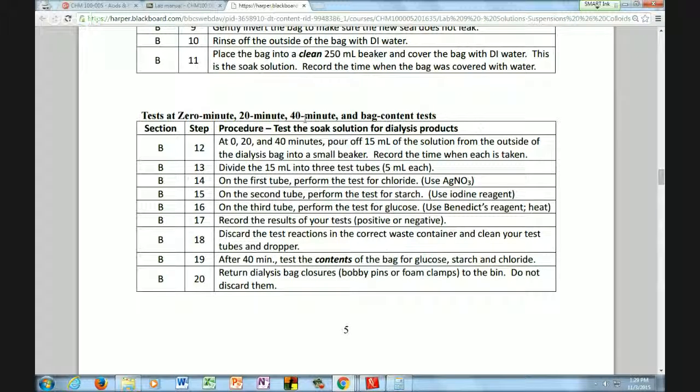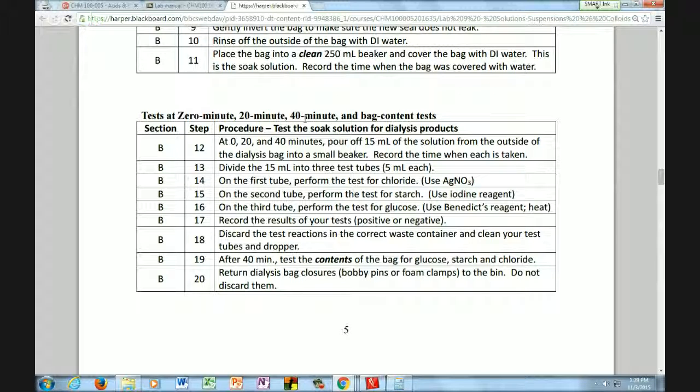Then at the very end, you're going to open up the bag after 40 minutes and test what's actually inside the bag. So you're going to see if there's any chloride left, if there's any glucose left, and if there's any starch left actually inside the bag. Are there any questions about that procedure? Or what we're going to do there? Okay. So how can we see at the end of the bag? You're going to open the bag and pour a sample out and test it, or 3 samples out and test it using those 3 tests.